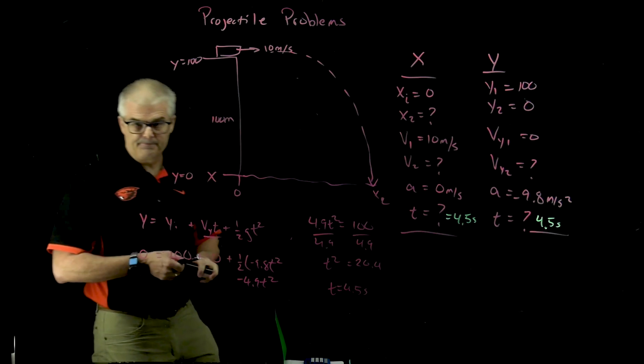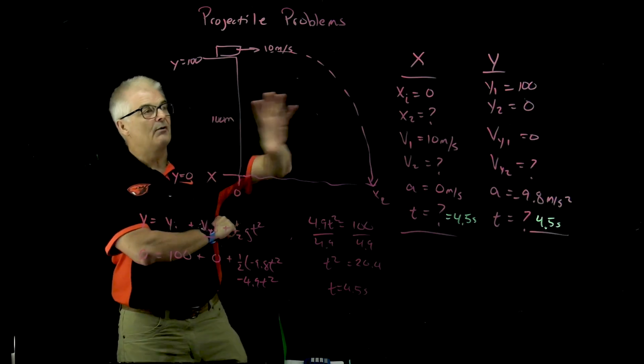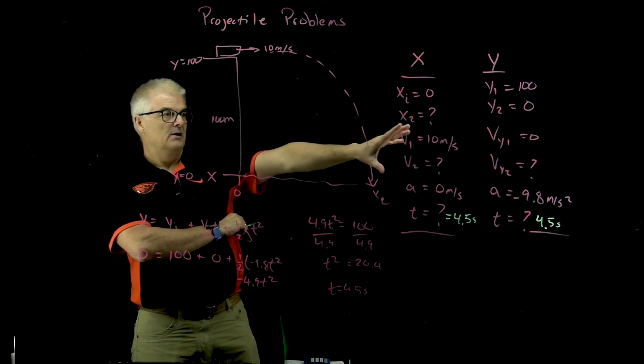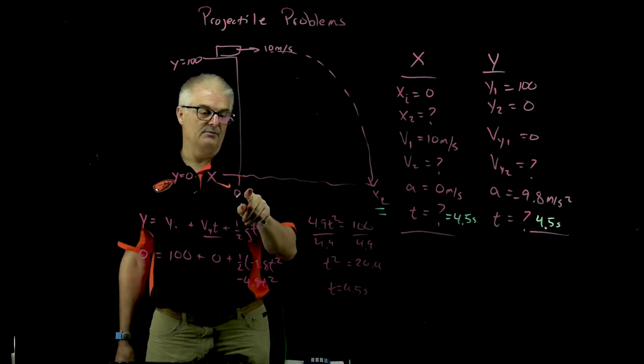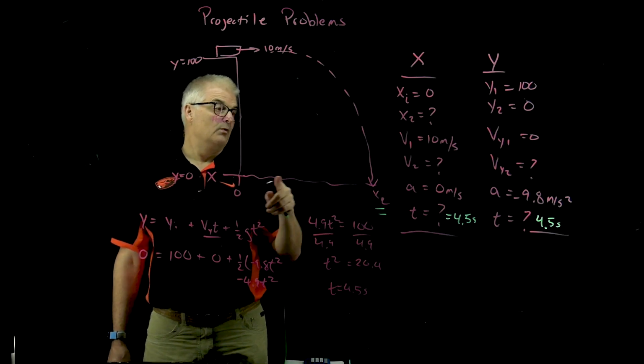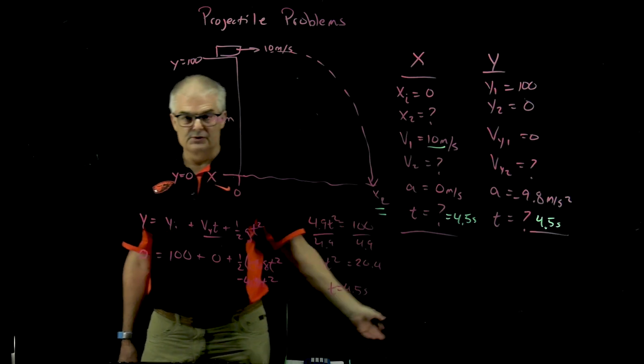That makes this, of course, 4.5 seconds. Does that make sense? Now, once we know that, we can answer some of these other questions. How far does it travel? What is this final distance? Where is it going to land with respect to the cliff? Well, we know how long it's in the air, and we know its speed, which is 10 meters per second.